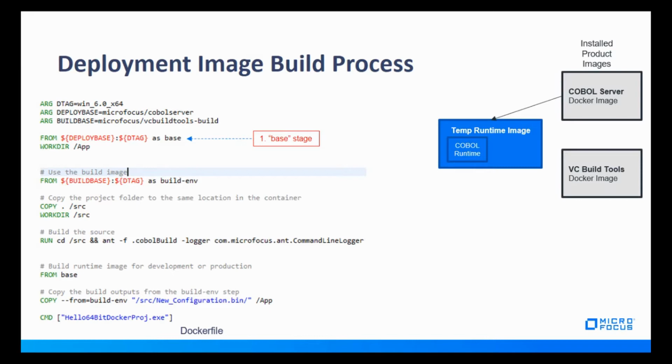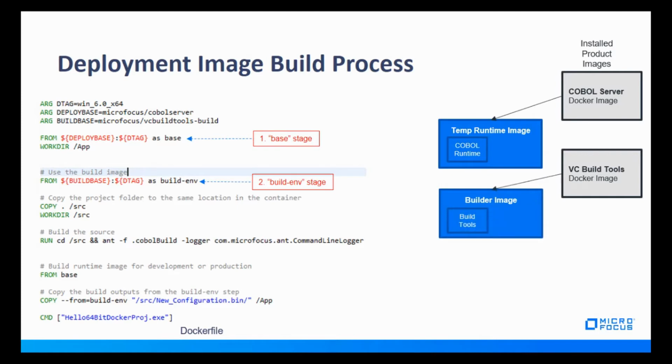The second stage creates another temporary image named build-env, similarly copied from the installed VC build tools image. This image contains the compiler and other development-specific tools. The additional commands in this stage copy in the project files from Eclipse and then use ant to execute a fresh build within this temporary image of the programs from the project.